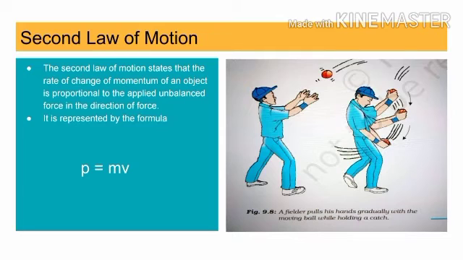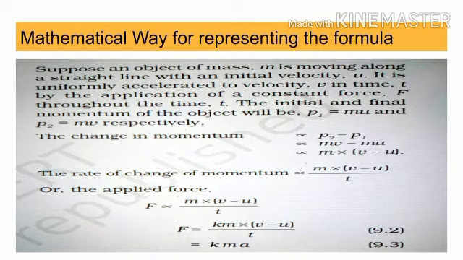Here is the following reference image, which shows a fielder pulling his hands gradually back with the moving ball, so as to exert less force or pressure on his hand. Mathematical way for representing the formula.